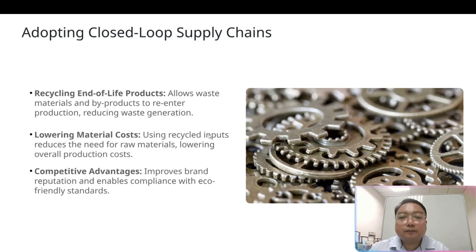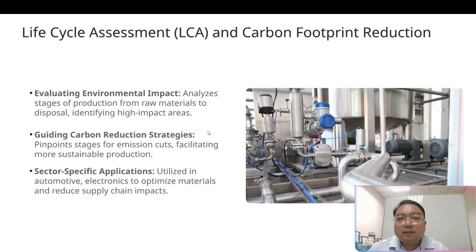Life cycle assessment and carbon footprint reduction: evaluating environmental impact, analyzing stages of production from raw materials to disposal, identifying high impact areas, guiding carbon reduction strategies, pinpointing strategies for emission cuts, facilitating more sustainable production, and sector specific application, utilizing automotive and electronics to optimize materials and reduce supply chain impact. So this is what we want, because we want to reduce the carbon footprint. People are talking about the environment, about the sky, everything. So this is what we want to do.